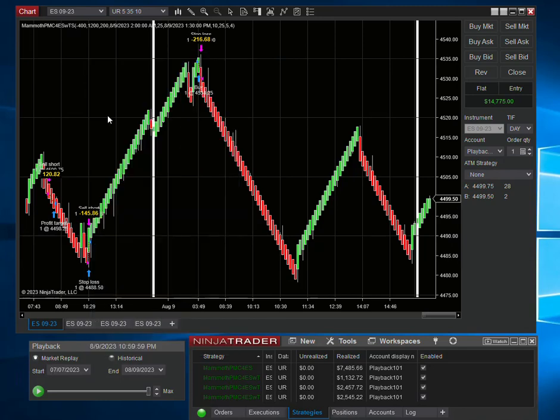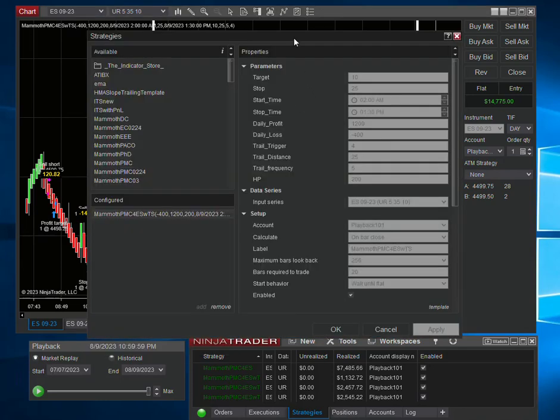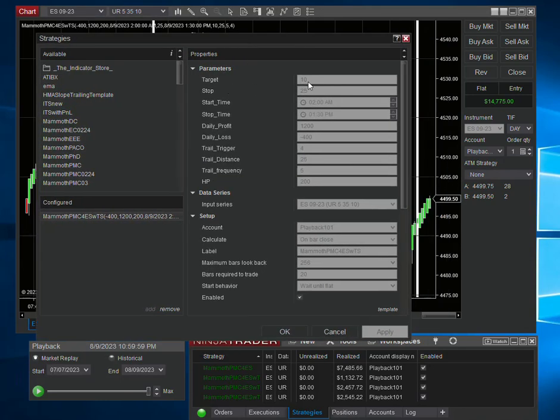The strategy on this tab was set right here. Target is the same, 10 ticks and 25 ticks stop loss. Trading time is the same, 2 a.m. to 1:30 p.m. Okay, daily profit target we set at $1,200 maximum, and daily loss is $400. Once you hit $400 in loss, the strategy will not look for another trade.